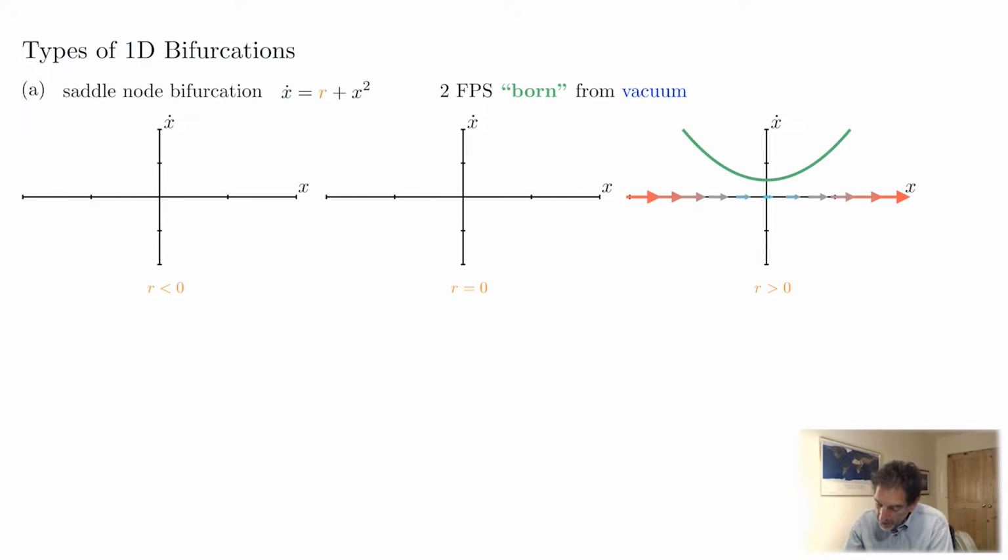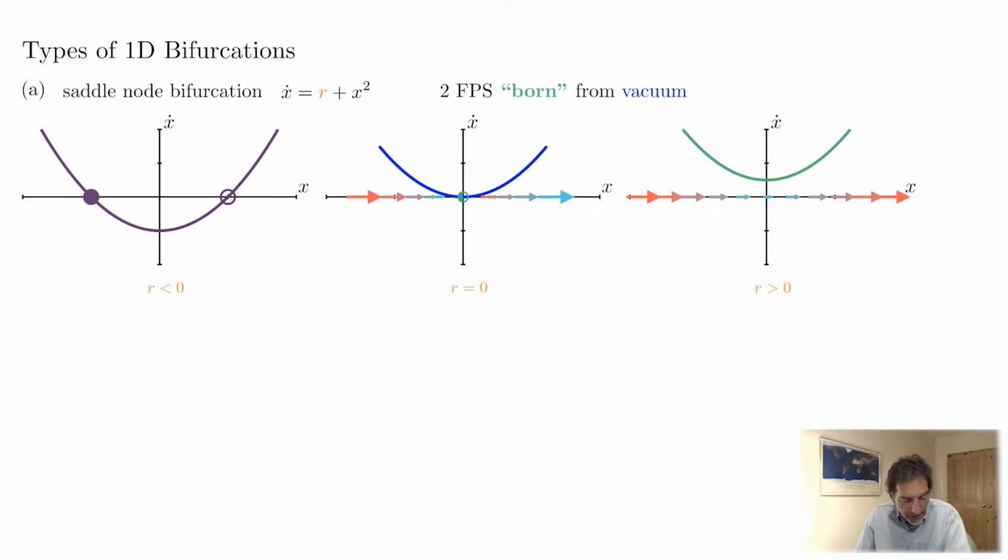When r is equal to 0, then the function x dot equals x squared just kisses the x-axis at 0 with 0 slope. And so we have this marginal point where from the left we're attracted very slowly with time, and to the right we're repelled also very slowly with time. But finally, if r is negative, then the parabola falls below the x-axis, and what we're going to have is a stable fixed point for negative values of x and an unstable fixed point at a positive value of x. And we can see just by inspection that the fixed point values are equal to square root of r and minus square root of r.